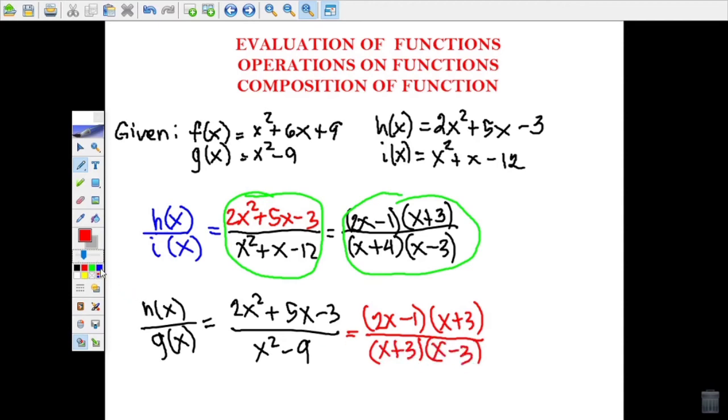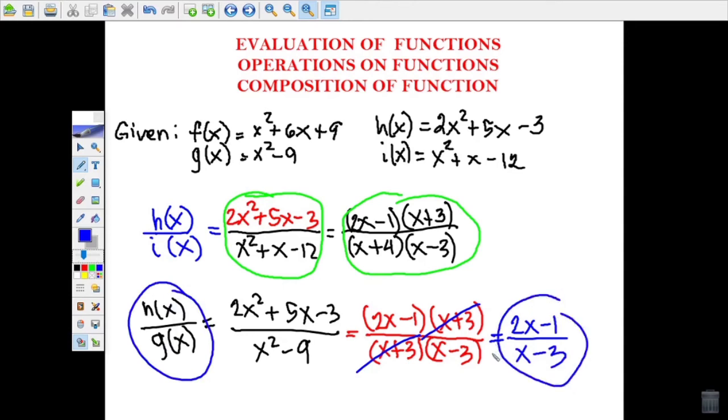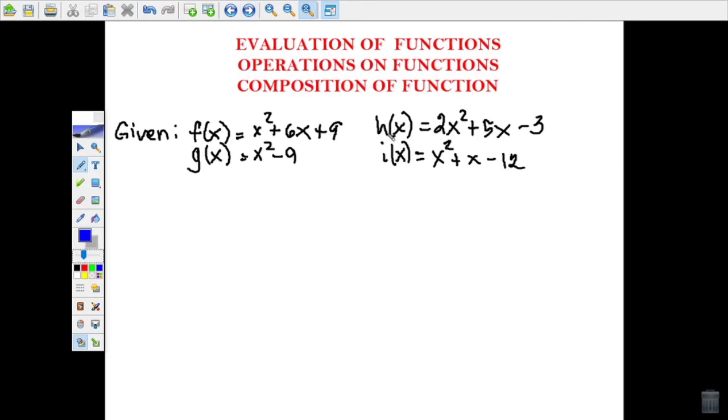So again, meron na ulit common factor. This time may common factor na x plus 3. So pwede natin i-cancel. So ang natira is 2x minus 1 all over x minus 3. So if I divide h of x and g of x, the answer is 2x minus 1 all over x minus 3. So, ganun lang tayo mag-perform ng operations on functions. Okay? So, next, last, composition of function.